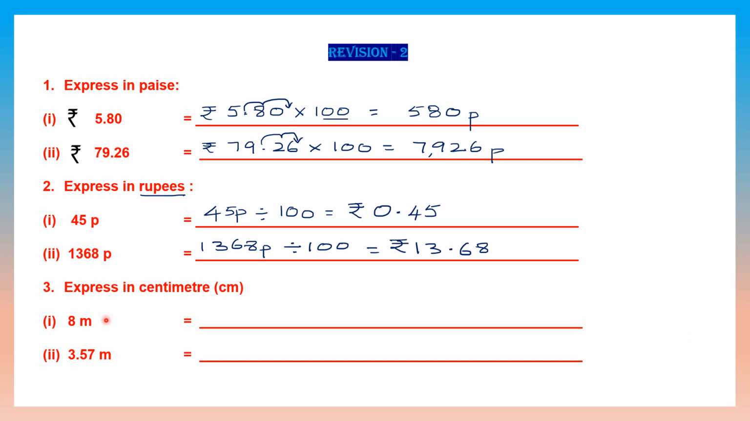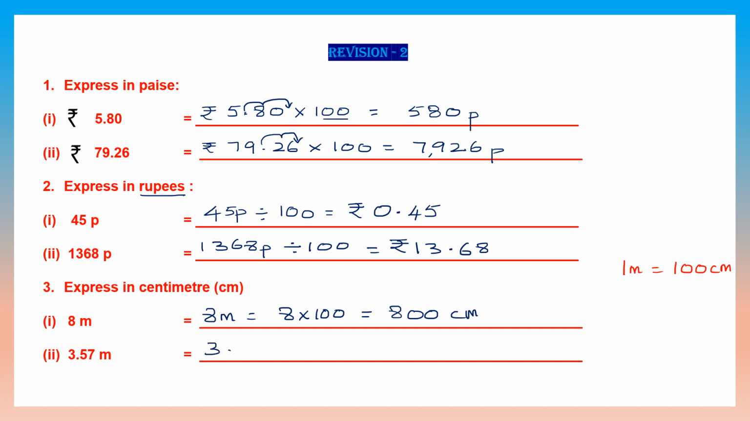Next one. Question 3, express in centimeter. Now meter is given to us, we convert to centimeter. So meter is the bigger unit, centimeter is the smaller unit. From big to small, whenever you convert, you multiply. Now in 1 meter, we have 100 centimeters. So in 8 meters will be 8 into 100. We are converting from big to small, so multiply. 8 into 100 is 800. So this is 800 centimeters.